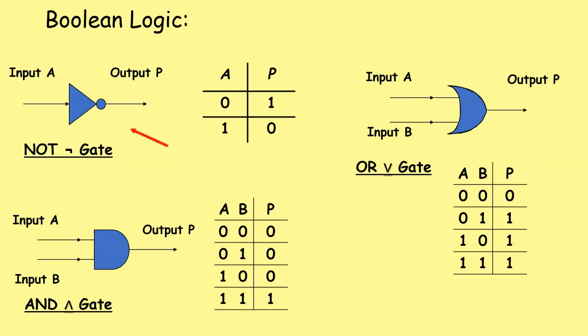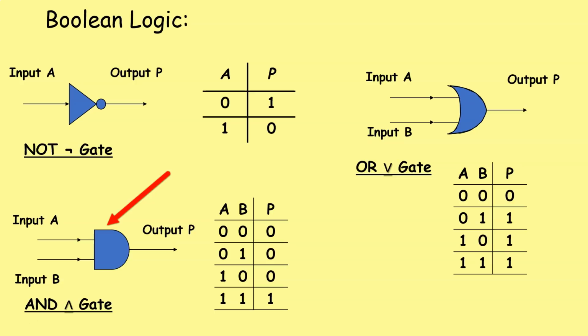Here we have an example of a NOT gate. It's kind of like a triangle with a bit on the end there. I've got NOT there, and you've also got the symbol there. So it's pretty simple. If you have a look at the truth table, it just reverses the input. 0 becomes 1, 1 becomes 0.